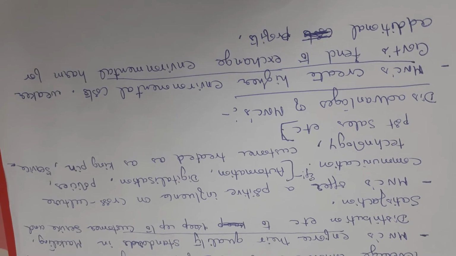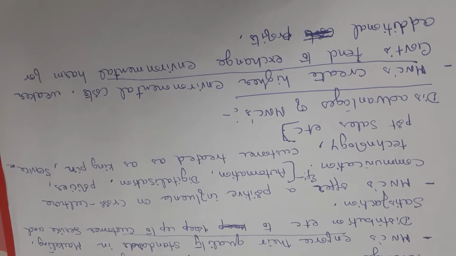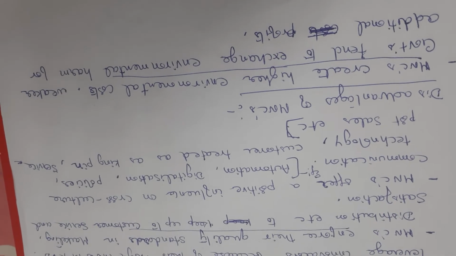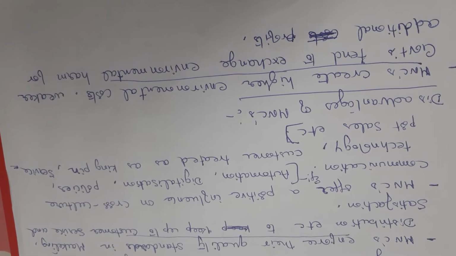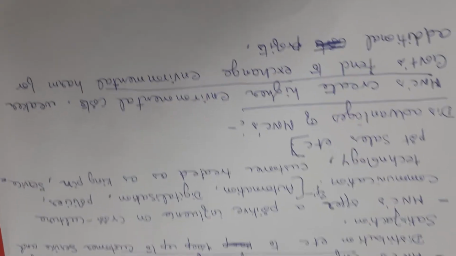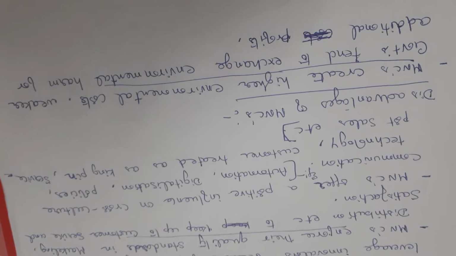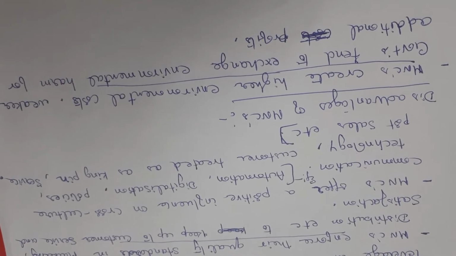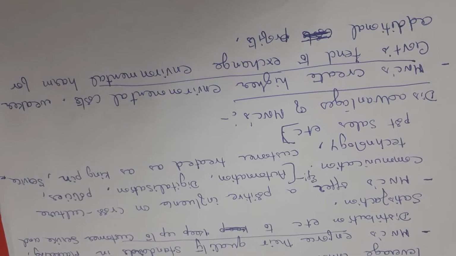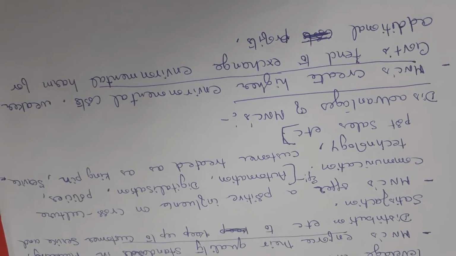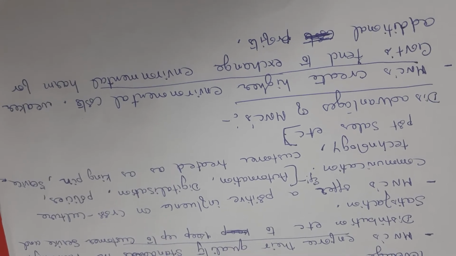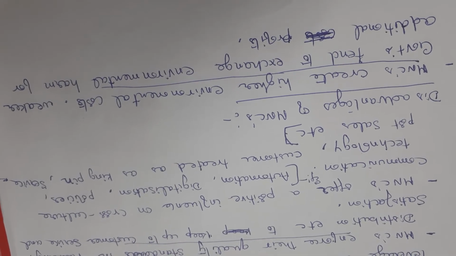The multinationals offer a positive influence on cross-culture communication. Now, the multinationals offer even negative influence, but when we talk about positive influence on cross-culture communication, examples could be automation, digitalization, their policies, technology, customer treated as kingpin, service, post-sales maintenance, etc. So these are some of the advantages that I could think about multinational corporations.